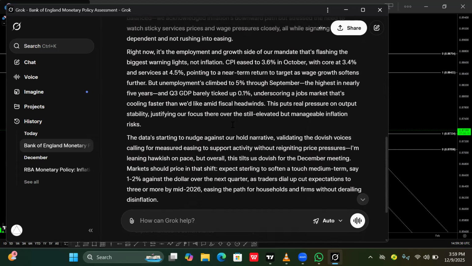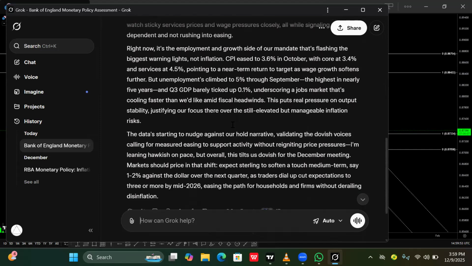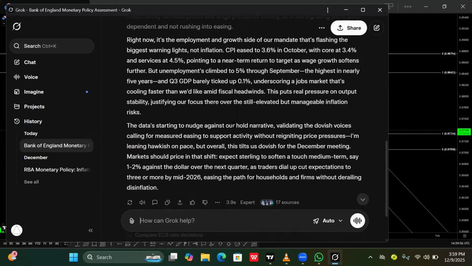Now, unemployment in the UK climbed to 5% from its previous number through September, the highest in nearly 5 years. That's a big one. And Q3 GDP barely ticked up 0.1%, underscoring a jobs market that's cooling faster than we'd like amid the fiscal headwinds. This puts real pressure on output stability, justifying our focus there over the still elevated but manageable inflation risk.